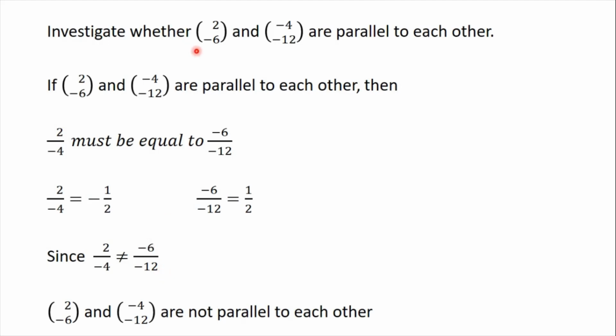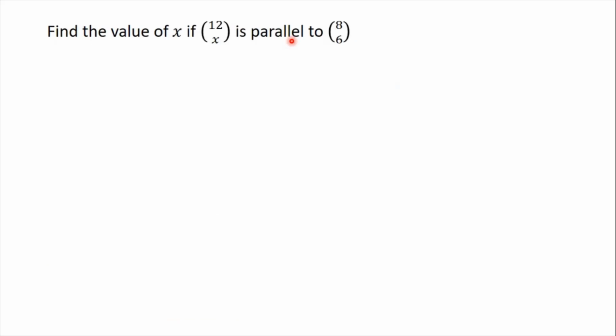So for the two vectors to be parallel to each other, the x component divided by the x component should be the same as the y component divided by the y component here. I hope that is clear. Let's take the other question.